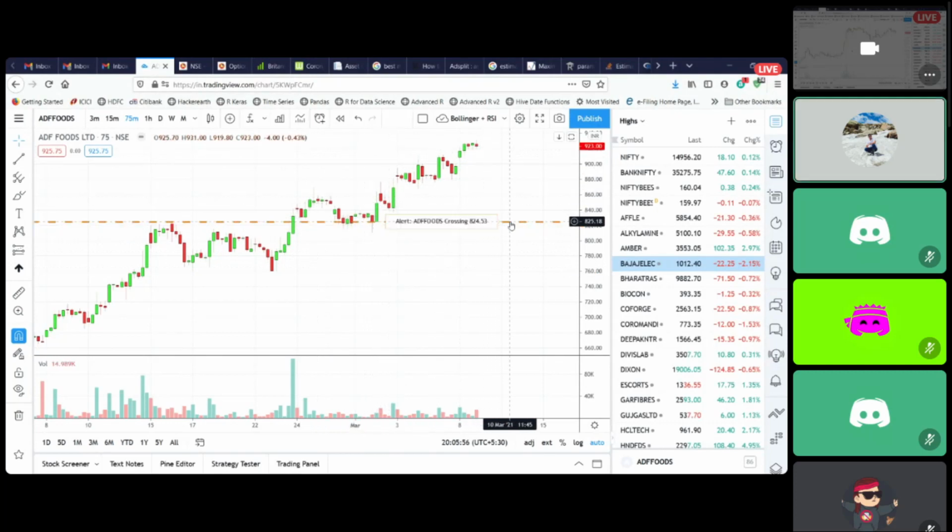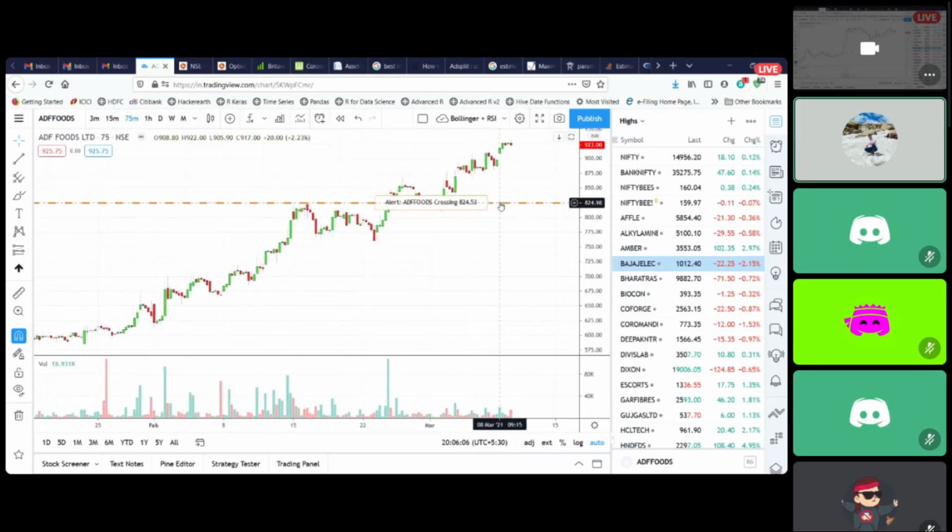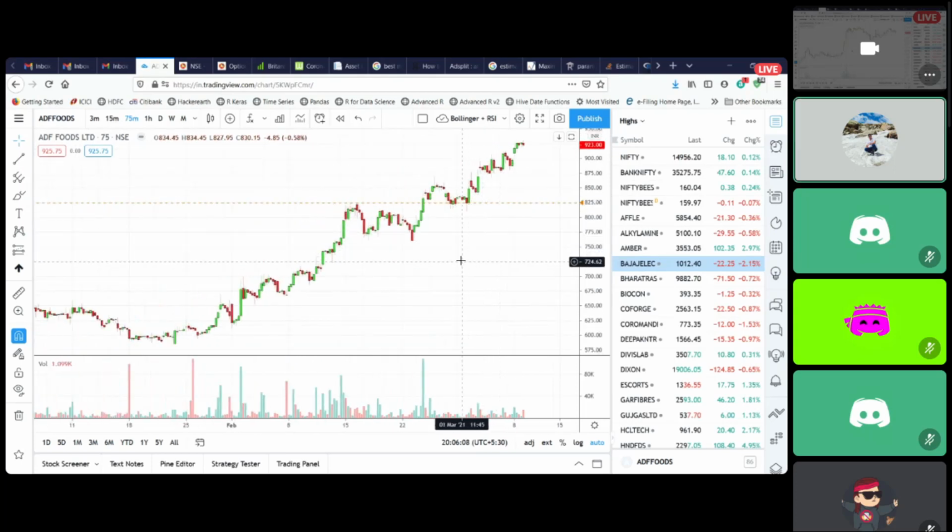But now, if it again retests this point, then it might be a very good trade from a risk reward perspective, if it is coming here and giving green candles here. So I have set an alert for it now. It will let me know automatically if something happens in this.